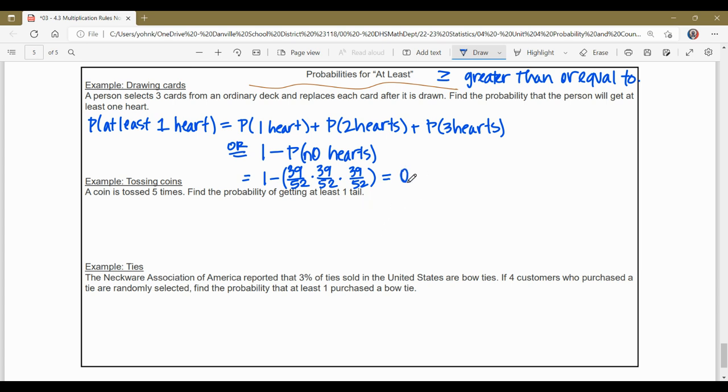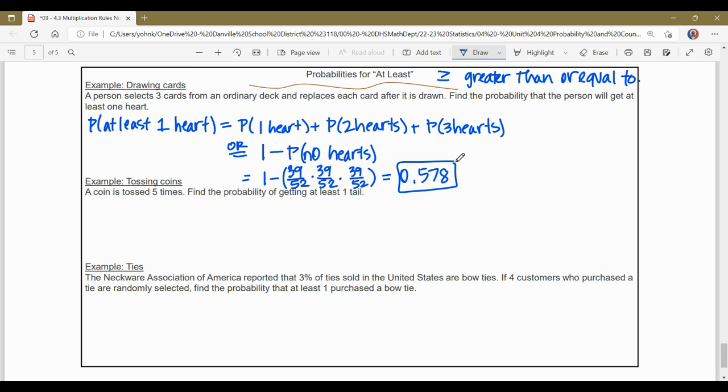If I do this properly, I get 0.578. So if I draw a card, put it in, draw a card, put it in, draw a card, there's a 58% chance that I'm going to get at least 1 heart.